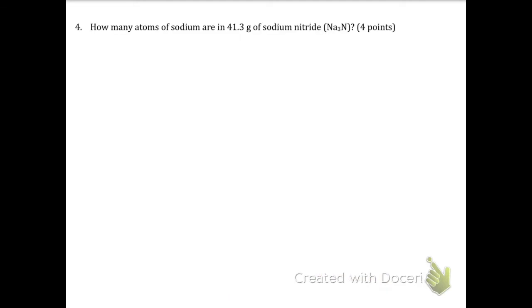Okay, one last problem here. This is a very tricky problem, so once again, pay attention. It says how many atoms of sodium, so here is an element, are in 41.3 grams of sodium nitrite. This is a compound. Every time you start with a compound and end in an element, you know you have 1 extra step.